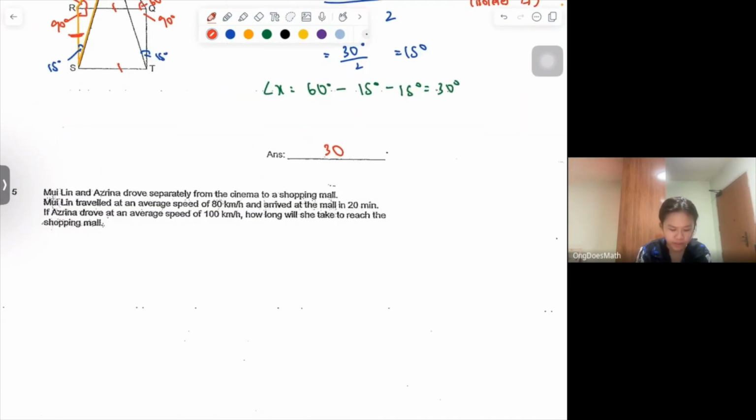Next, Muilin and Azrina drove separately from the cinema to a shopping mall. Muilin traveled at an average speed of 80 km per hour and arrived at the mall in 20 minutes. If Azrina drove at an average speed of 100 km per hour, how long will she take to reach the shopping mall?